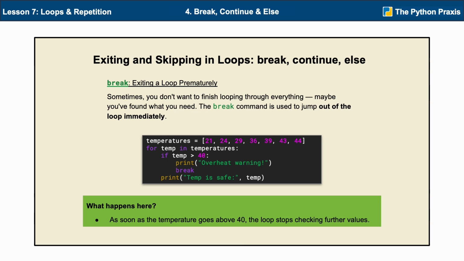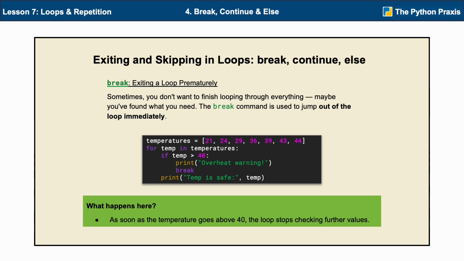Now let's see 3 very useful statements that we can use in loops: break, continue, and else. Sometimes you don't want to finish looping through everything. Maybe you found what you need. The break command is used to jump out of the loop immediately. With break, we exit the loop permanently.